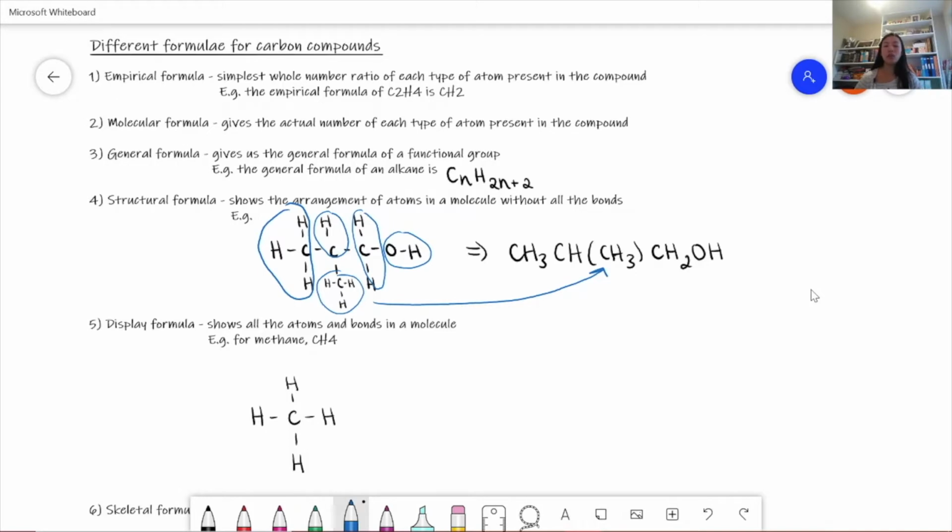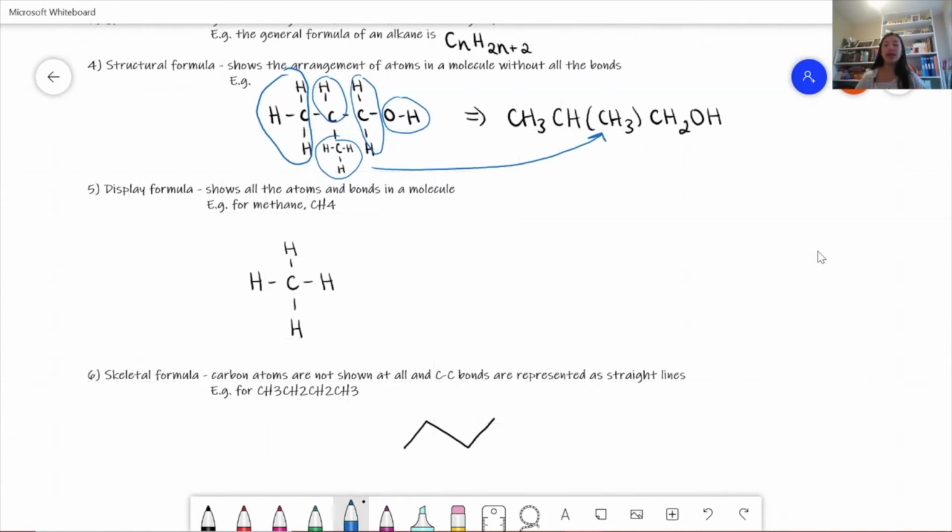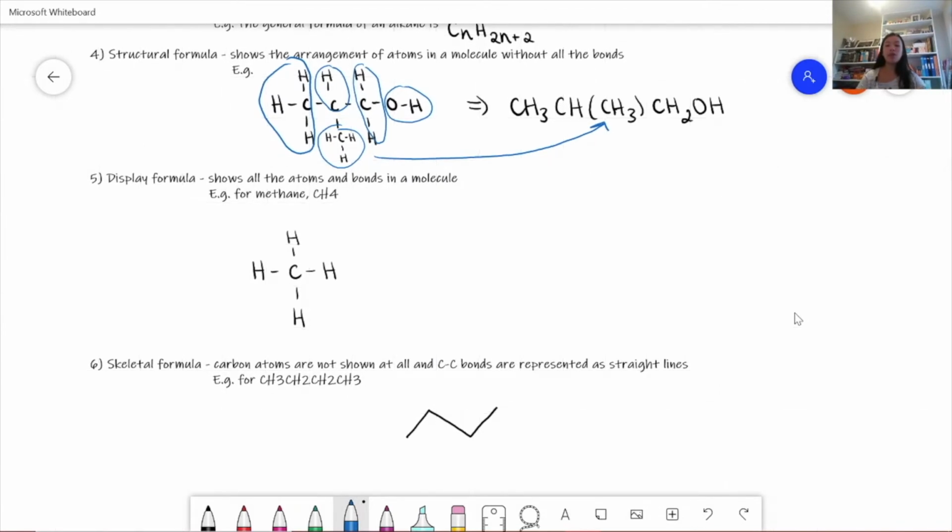The displayed formula shows all the atoms and bonds in a molecule. For example, if we have methane, which is CH4, we would draw it out like this, so you can see every single bond. And then the last formula that we can use is the skeletal formula. In the skeletal formula, we don't show carbon atoms, and so the carbon-carbon bonds are represented as straight lines. For this example, we have CH3, CH2, CH2, CH3.